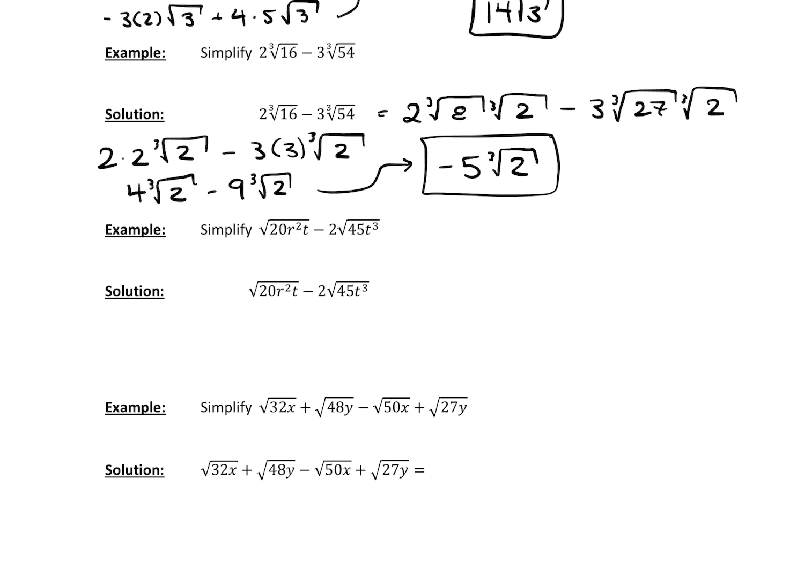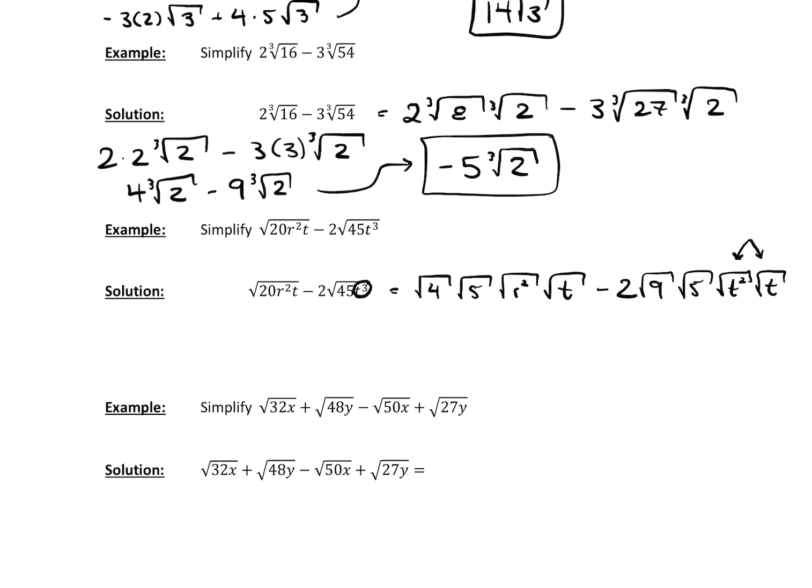So let's keep going. So now you have root 20. Well, that's square root of 4 times the square root of 5 times the square root of r squared, you'll see why I'm doing that, times the square root of t. And then minus 2. Remember, I'm looking for perfect squares now, so square root of 9, square root of 5, and now I'm going to say the square root of t squared and the square root of t. Now all I've done is I've broken up t cubed into t squared and t. And I did that because squared and square roots cancel out, and that's my goal.